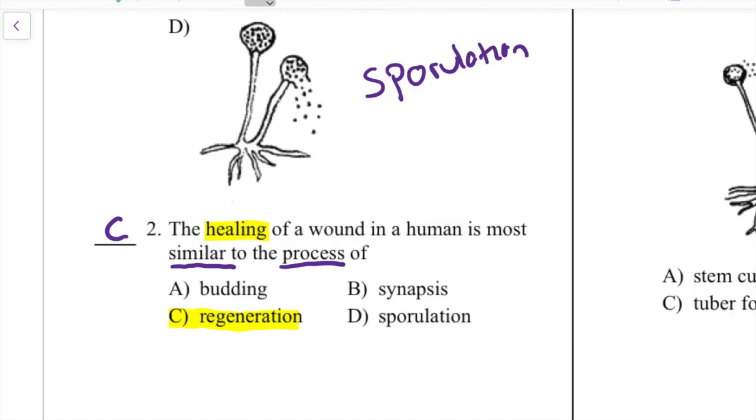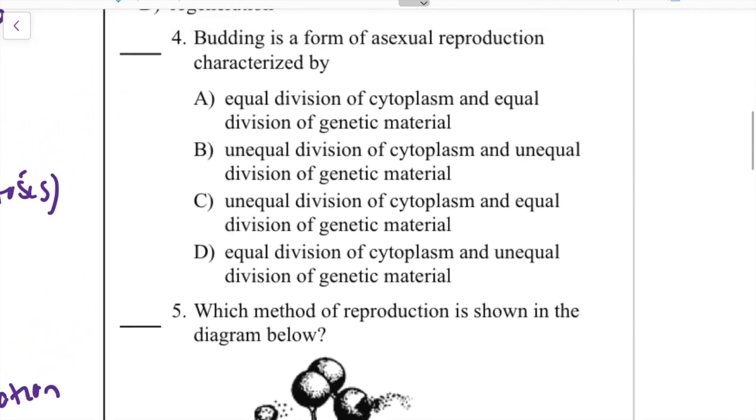It cannot be budding because budding is you have one little bud coming off of it and your wound is healing. It's not making another finger or a hand or whatever. Synapsis, I don't even know what they're talking about there. And sporulation is, you can see it right above here. Sporulation looks like that, and that's not healing of a wound.